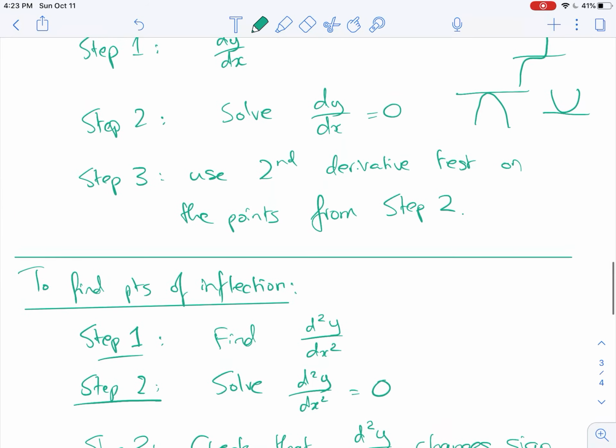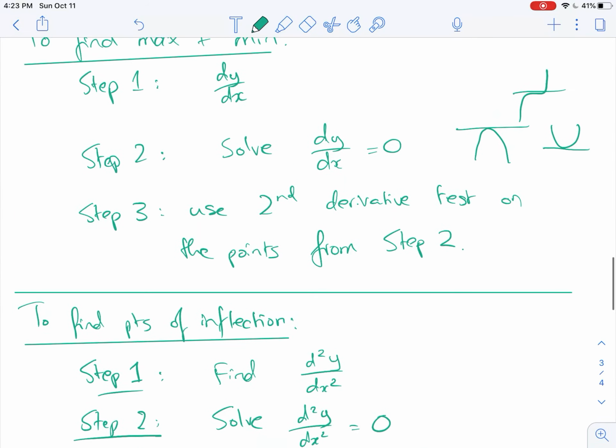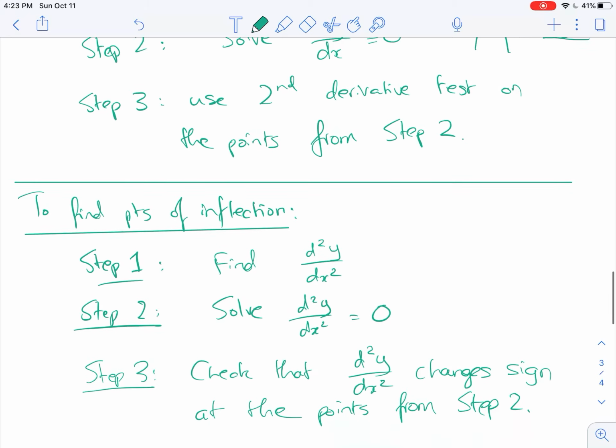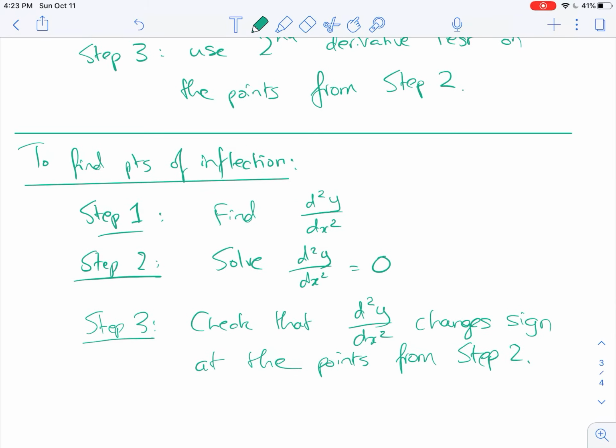So when you see the parallels, it's a very similar analysis, but in the first case, we're looking for maxes and mins. You find the first derivative, you solve the first derivative equal to 0, use the second derivative test. Points of inflection, find the second derivative, solve the second derivative equal to 0, and check that it changes sign at the points from step 2. The point of inflection is where the curviness, let's say, changes. So it changes from being, this would be concave up, this would be concave down.